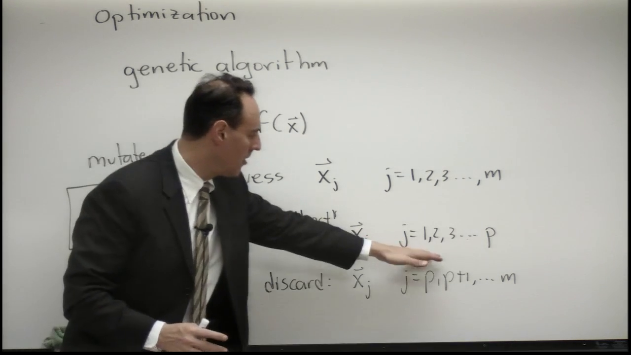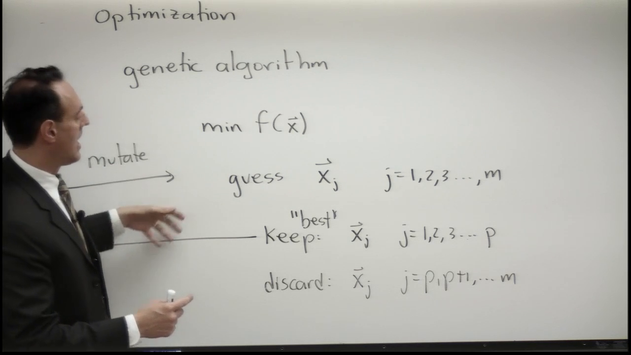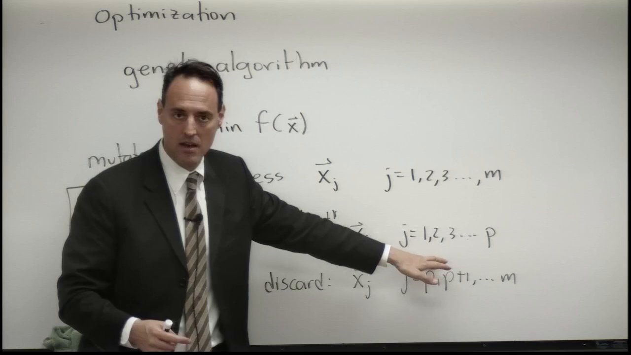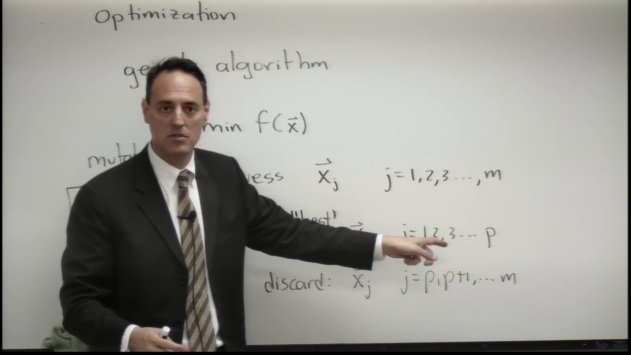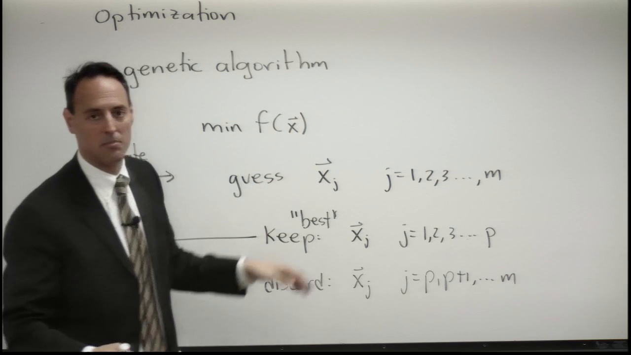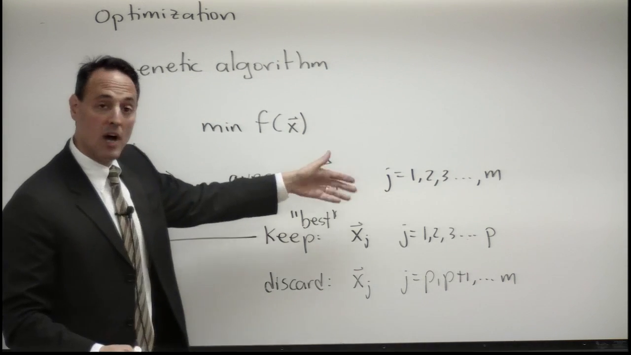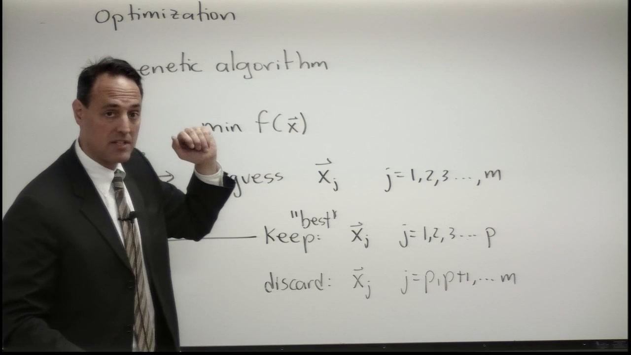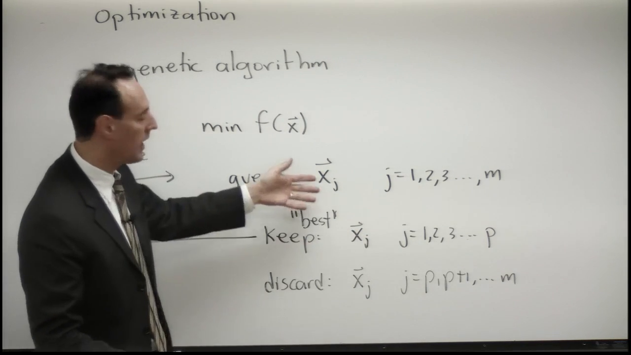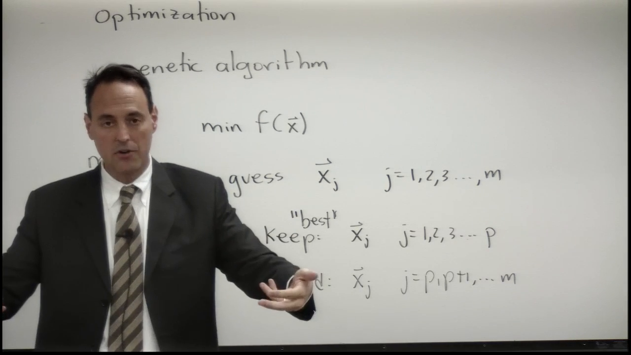I took 10 of them, and for each one of them, I created 9 mutants. And now I have 100 new guesses. I took the 10, each one had 9 mutants, so I have a total of 100 again, and I put them back in here as my guesses. I run this, and I evaluate this objective function. And I do the same evaluation. OK, I took these 10 best, I created mutants, I ran the 100 again.